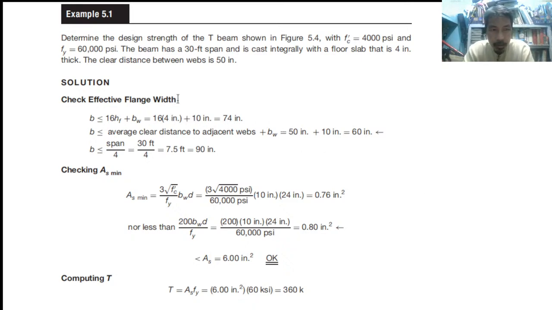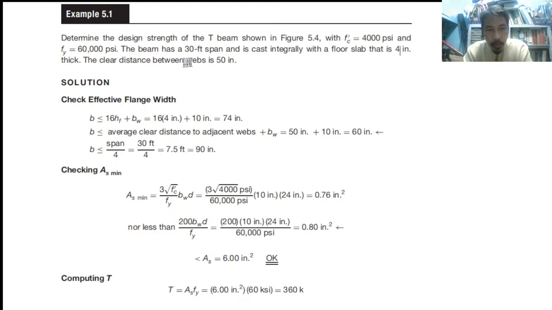So we're being asked to determine the design strength of the T-beam shown in the figure, with f'c 4000 psi and fy 60 ksi. The beam has a 30 foot span and is cast integrally. That is what we mean by homogeneous: they are mixed as wet concrete at the same time and cured at the same time. The technical word is cast integrally, with a floor slab that is 4 inches thick.